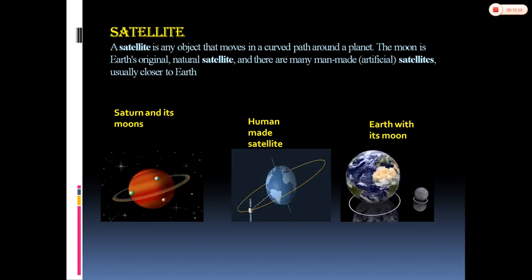So, in this way, we have understood the first part of our chapter. In the next period, we will understand the solar system in detail.